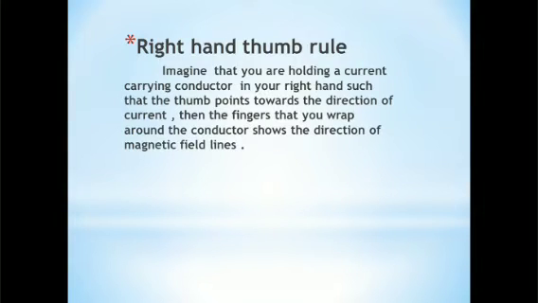Right hand thumb rule. Imagine that you are holding a current carrying conductor in your right hand such that the thumb points towards the direction of current. Then the fingers that you wrap around the conductor show the direction of the magnetic field lines.